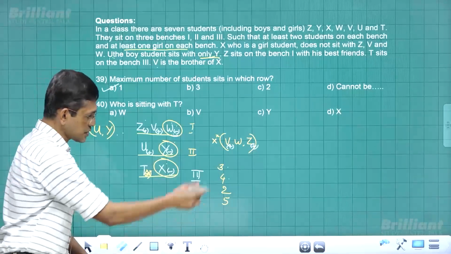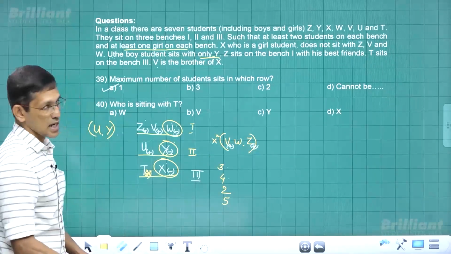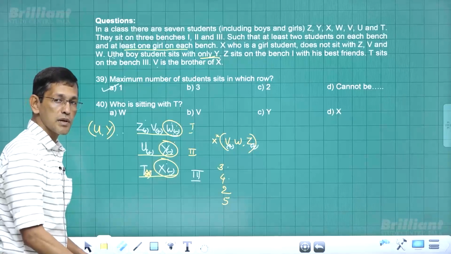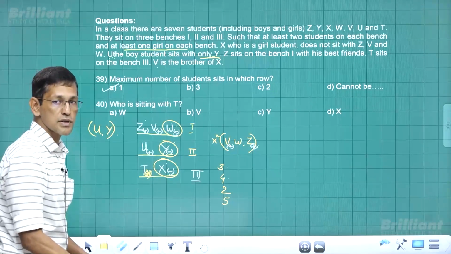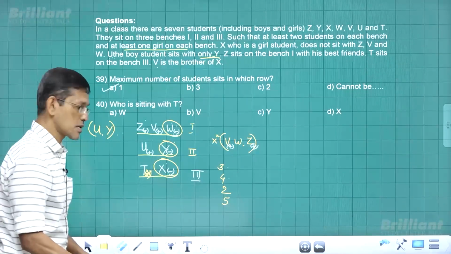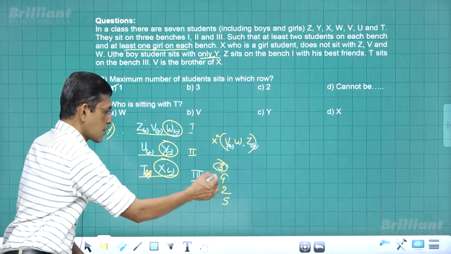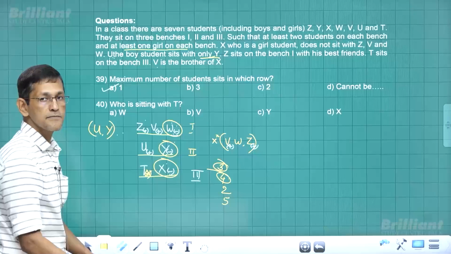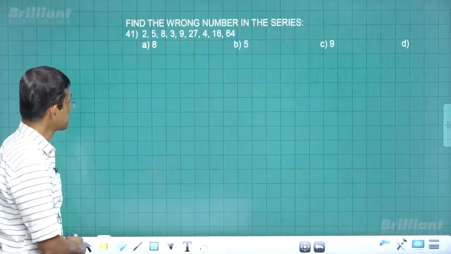So in these kind of questions, you can expect the last answer choice as cannot be determined or data inadequate. If you get such an answer choice, definitely go for data inadequate, because the answer is either 3 or 4. There are two possibilities. Now next question.